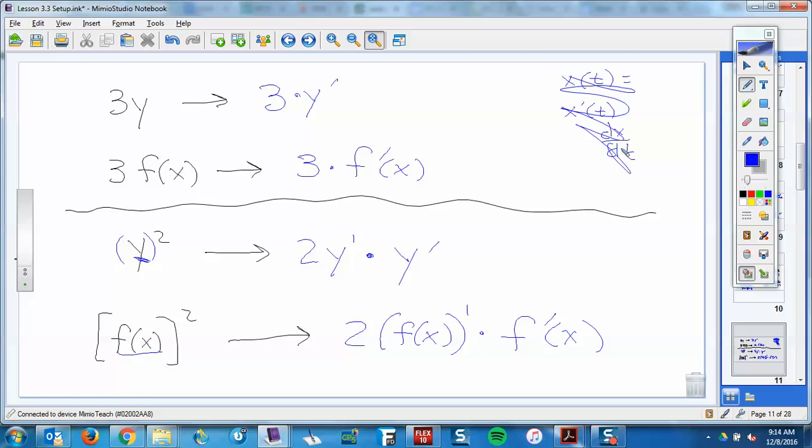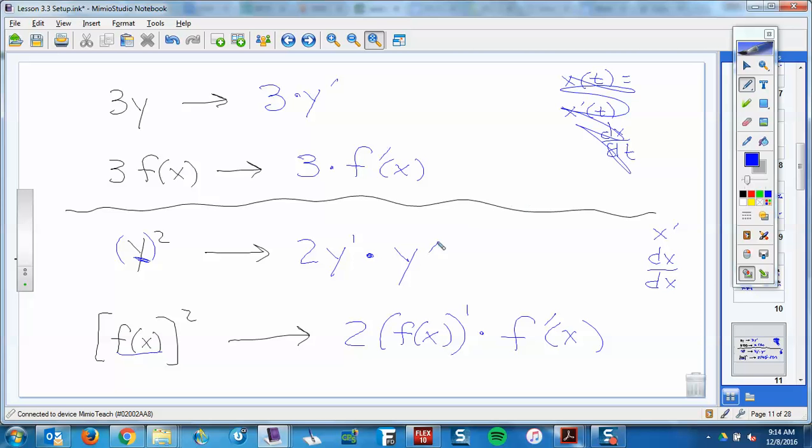So we could have an x prime, but in these problems we're not going to have an x prime, because what is x prime? In these problems, x prime is 1. It's dx over dx. So if you had x squared, you could go 2x, tack on an x prime. The problem is x prime is just 1, right? x prime is just 1, so why do it?